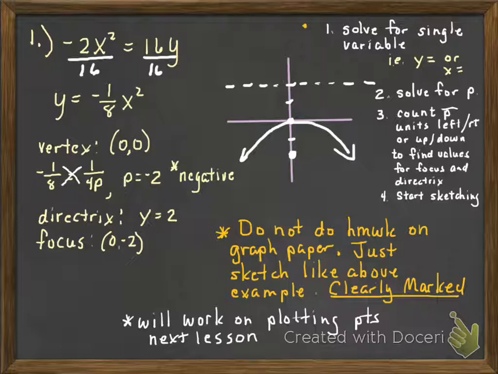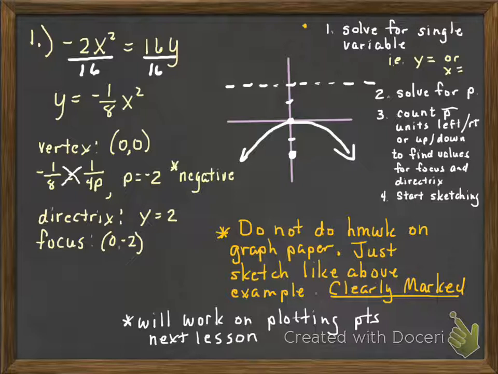Since p is negative, I know that this parabola is going to open down. My directrix is going to be the vertex plus 2 units. My focus is going to be the vertex down 2 units. So I go over to my picture, and I have sketched in my directrix, my vertex, and my focus.